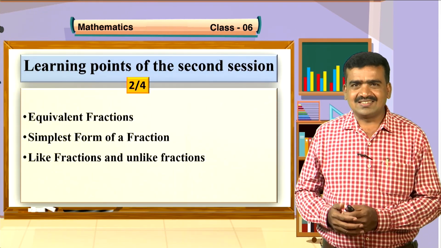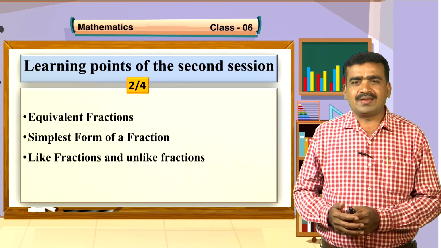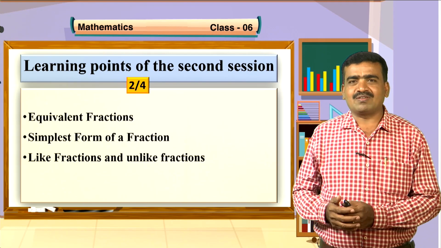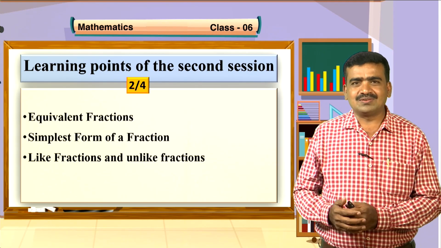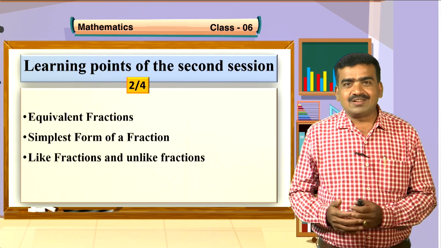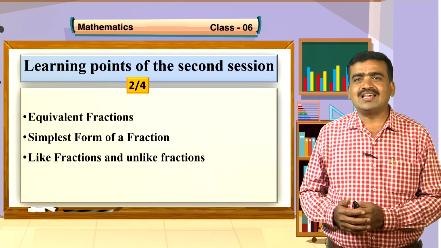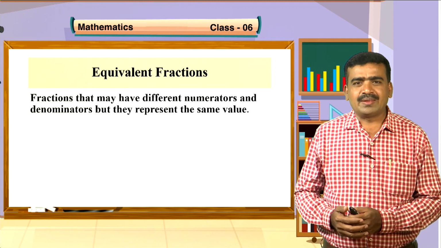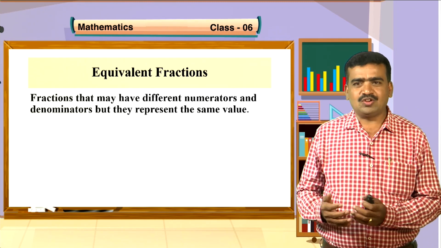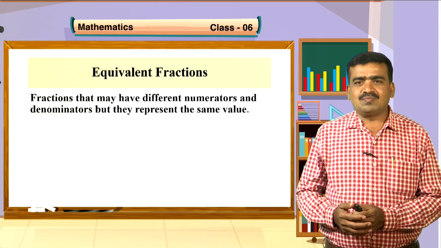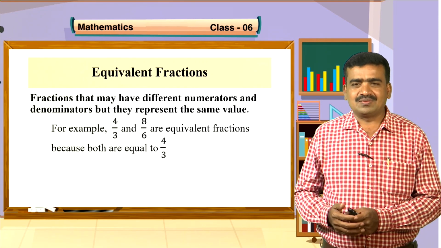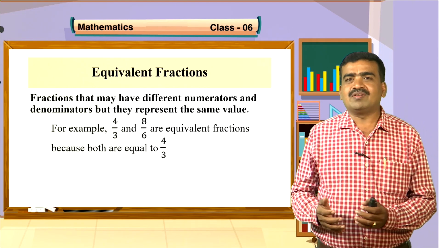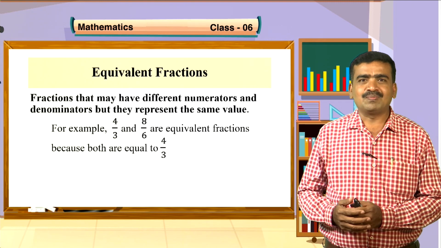In the second session, we discussed equivalent fractions, the simplest form of fractions, and also learnt about the identification of like and unlike fractions. Let us recall equivalent fractions: fractions that may have different numerators and denominators, but they represent the same value. We have taken a few examples and identified equivalent fractions also.